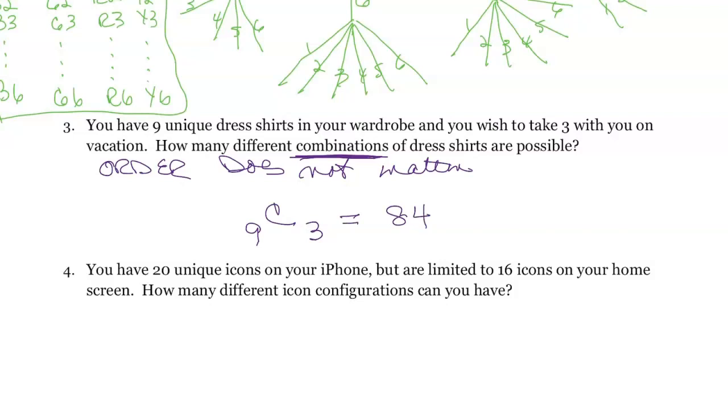Okay, let's go to the next one. You have 20 unique icons on your iPhone, but are limited to 16 icons on your home screen. How many different icon configurations can you have? Okay, they're going to look different depending on where they are. So therefore, this is a permutation because order matters. So it's a permutation.